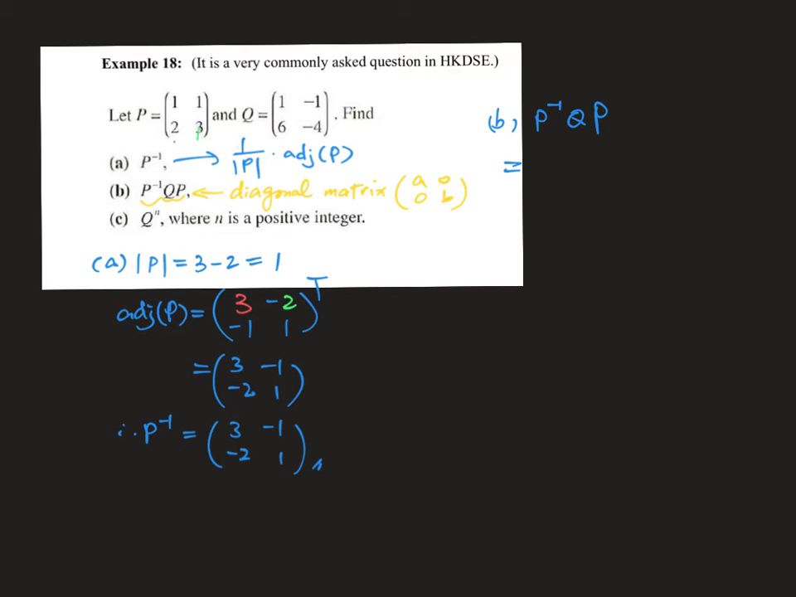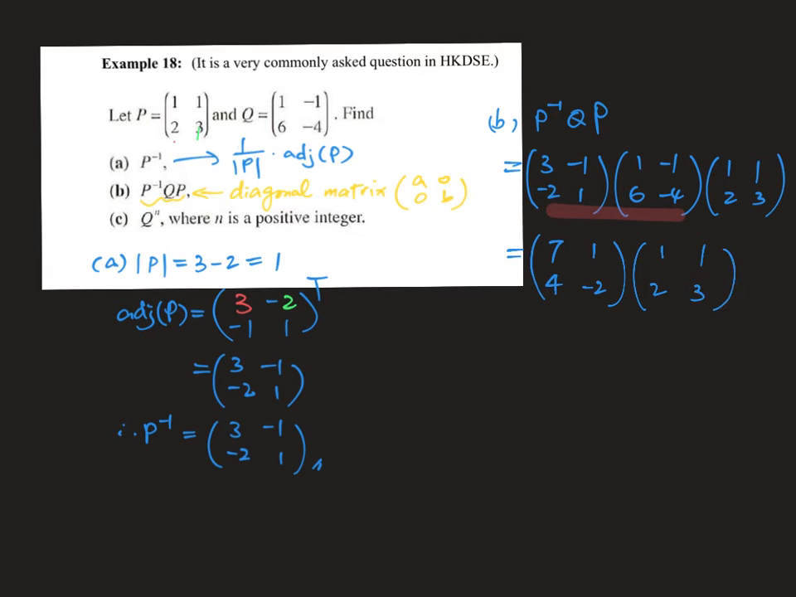Next, in part B, you're going to find P inverse times Q times P. There is no fast way to get the product of 3 matrices, but you have to do the calculation one by one, carefully, step by step. So I write down P inverse, Q and also P. At first, I will multiply the first 2 matrices, and you do it very slowly, carefully. 3 plus 4 is a 7, minus 3 plus 4 is a 1, minus 2 plus 6 is a 4, and 2 minus 4 is negative 2.